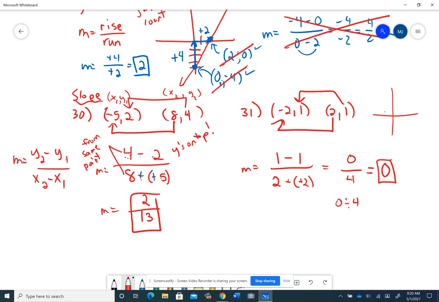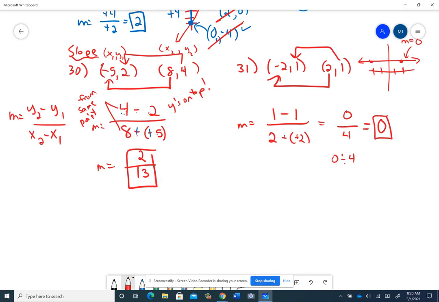Okay, what's going on? What made it be that is negative 2, 1 and 2, 1 mean the line we're talking about is horizontal. And see, that's the kind of line that has a slope of 0. You can walk on it, so it exists, but the slope will be 0.